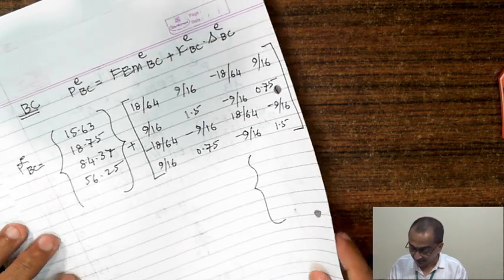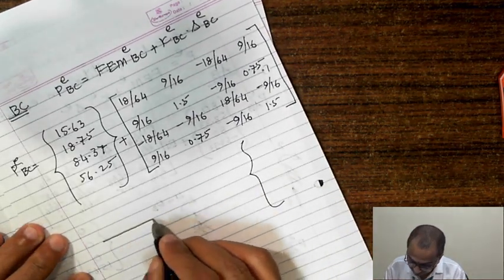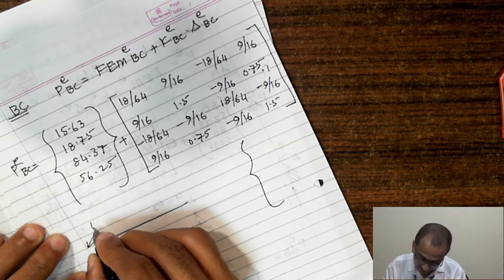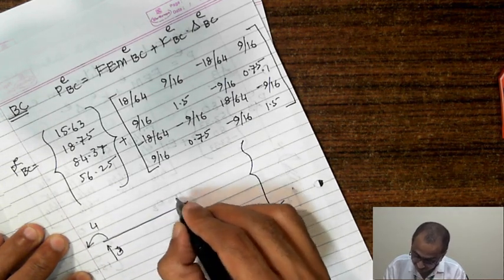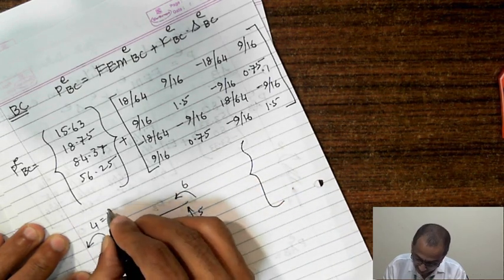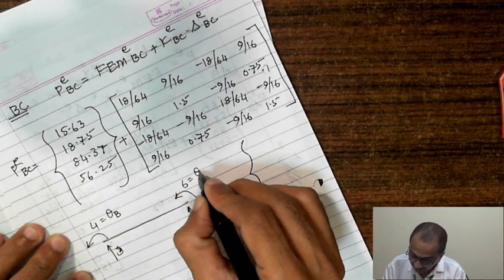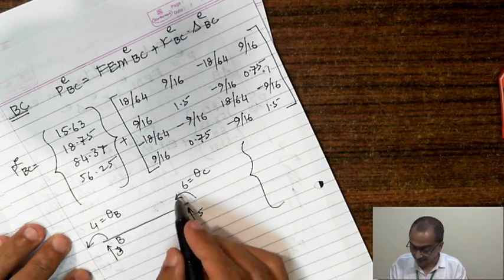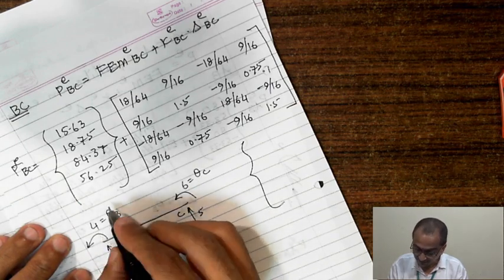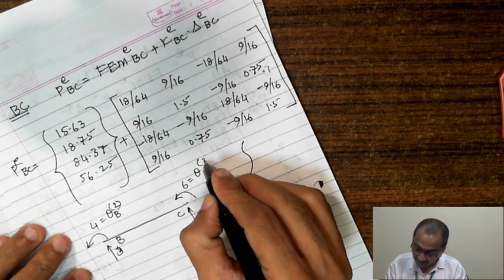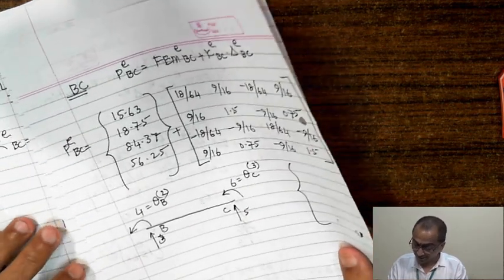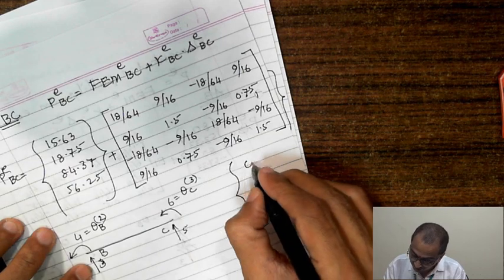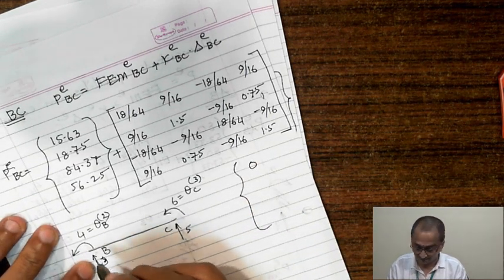Delta element BC in local terms, this is my element BC. This is 3, this is 4, this is 5 and this is 6. Now everybody agree delta 4 is theta B and delta 6 is theta C, right? Delta 4 is coordinate number 2 and delta 6 is coordinate number 3. So theta B and theta C. So I am writing delta 3 is 0. There is no displacement possible because it's a roller support.